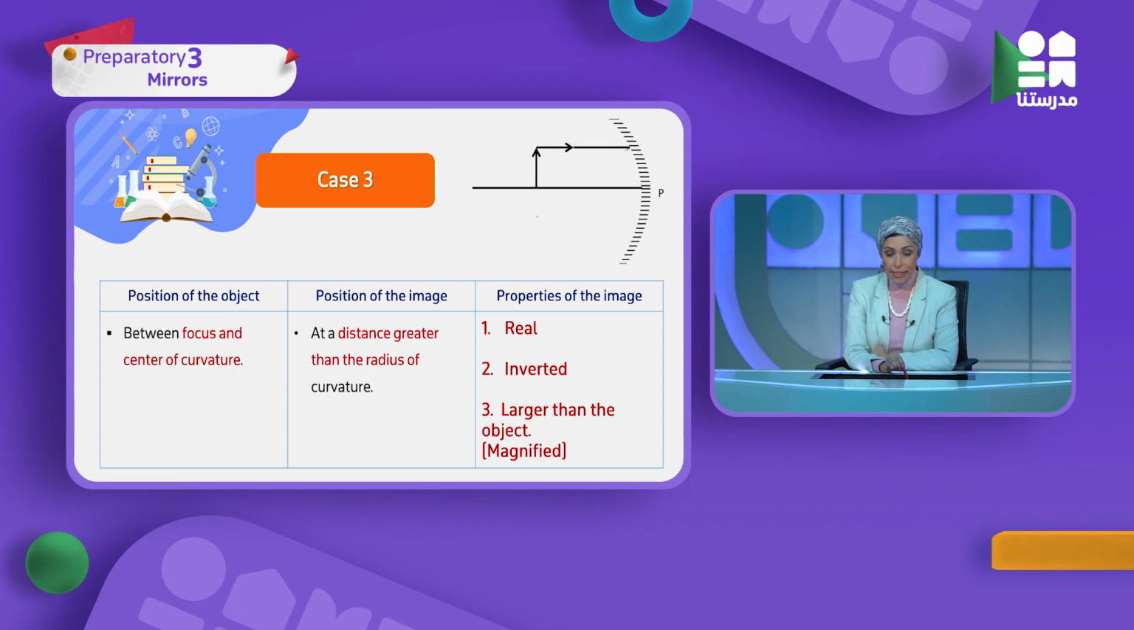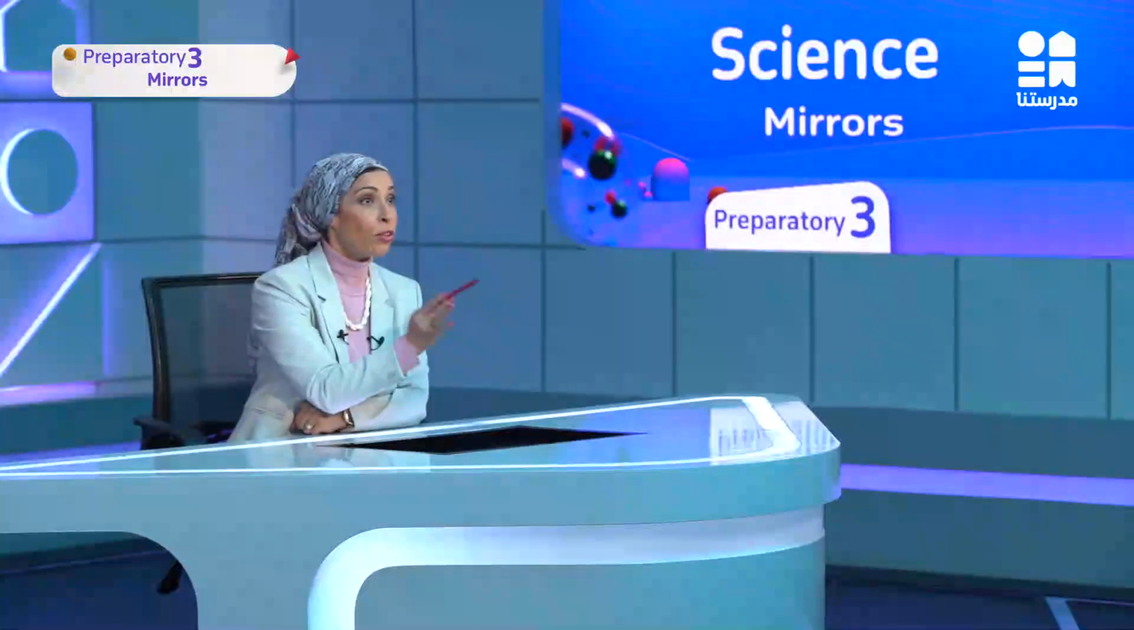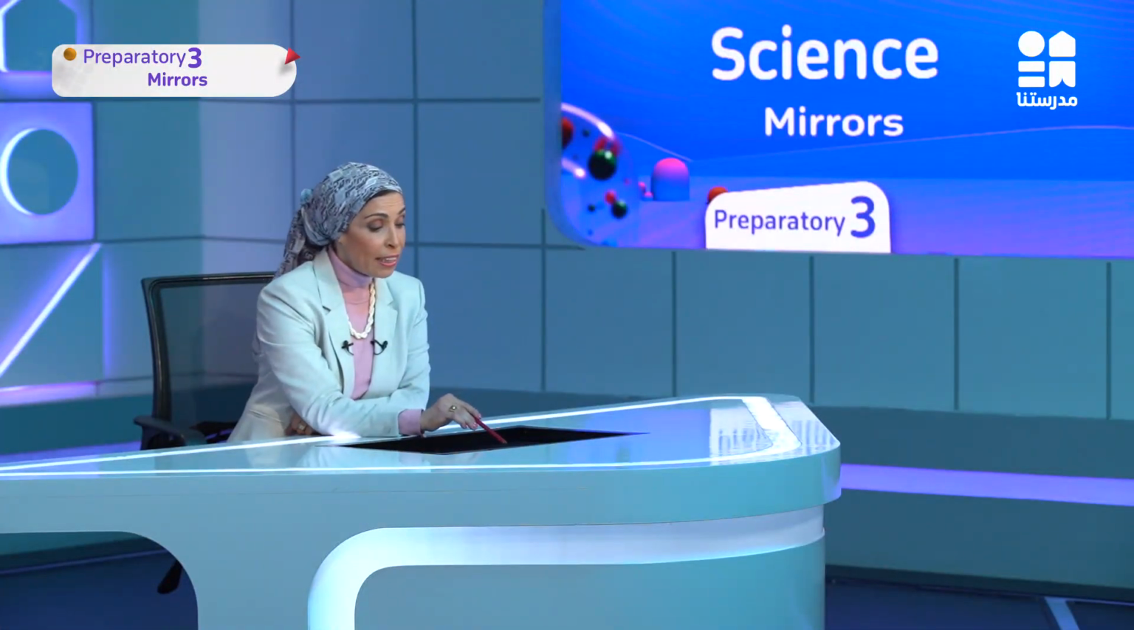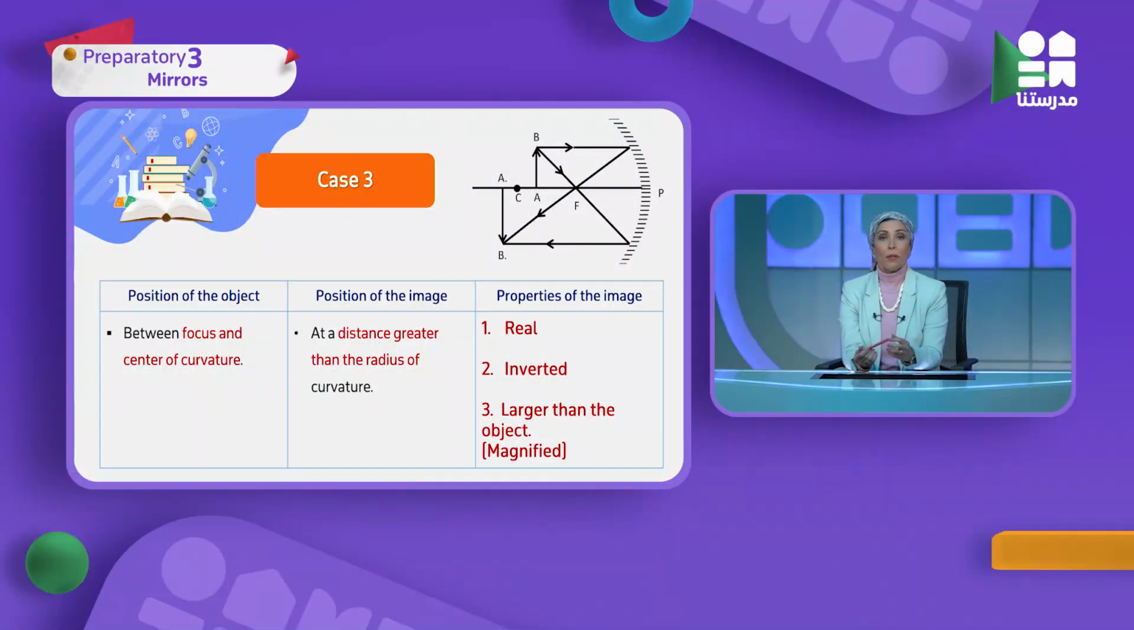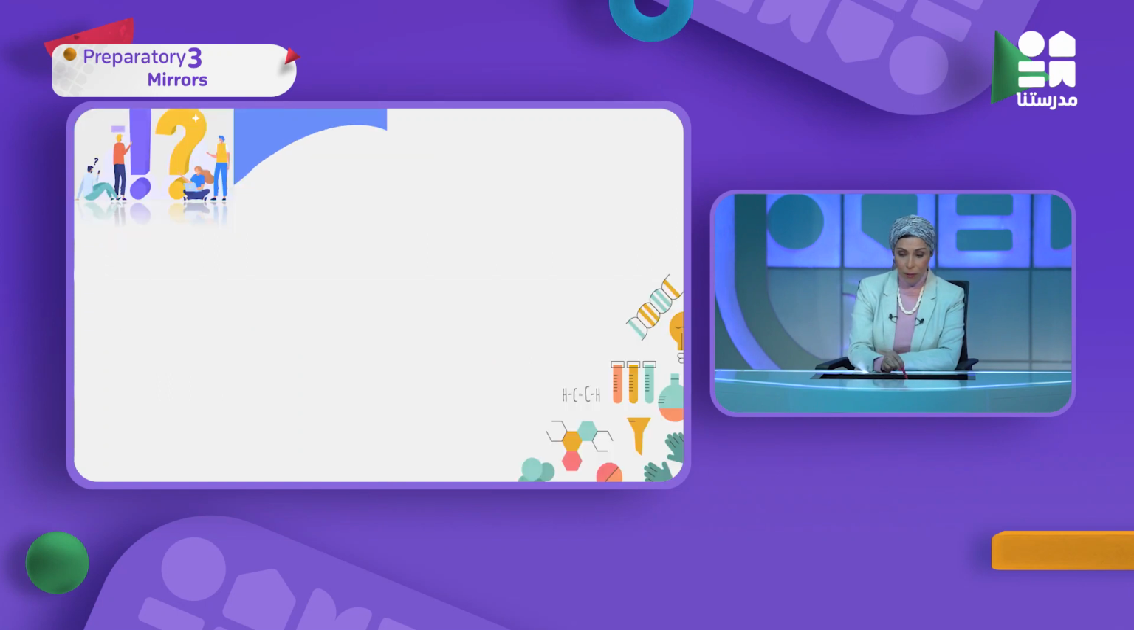The third case, where will we be standing? Between the C and F, between the center of curvature and the focus. Let's see here what happens. Where is the image? The image is far, at a distance greater than the radius of curvature. Here is the inverted image. Okay. What are the properties of this image? Yes, inverted. Since it's inverted, we know it's a real image. What about its size? Yes, it's magnified, or bigger than the real object. Okay? And next one.